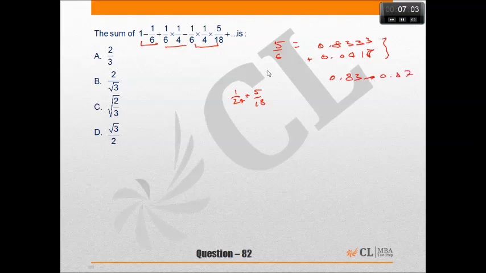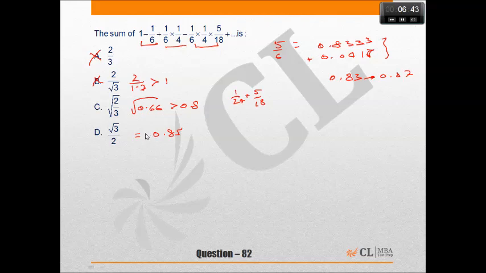This is less than that. This is 2 upon 1.7, which is greater than 1. This is root 2 by 3, 0.66 square root. That means it should be greater than 0.8. Can be the answer. Root 3 by 2 is 0.85. So my answer should be either choice C or choice D.